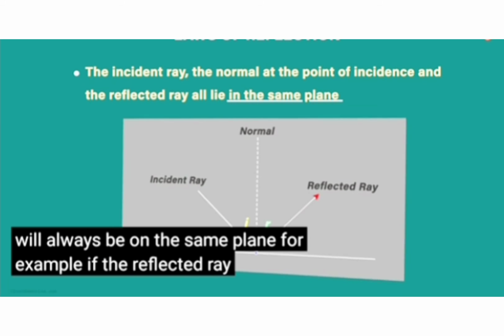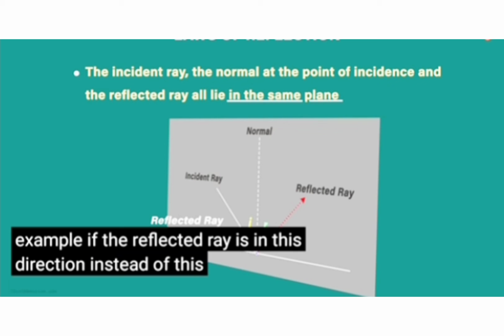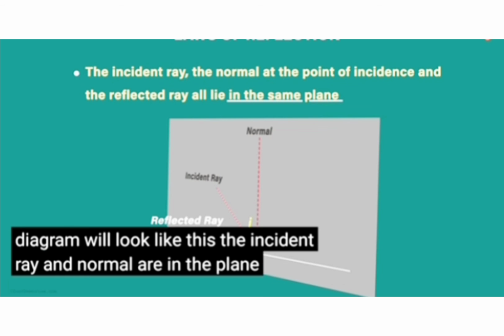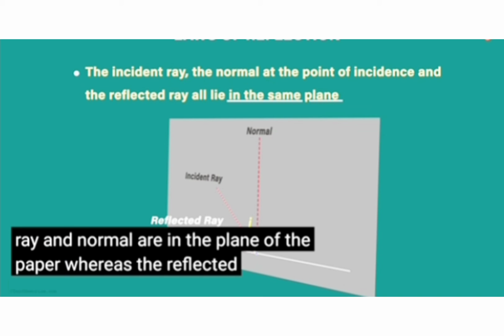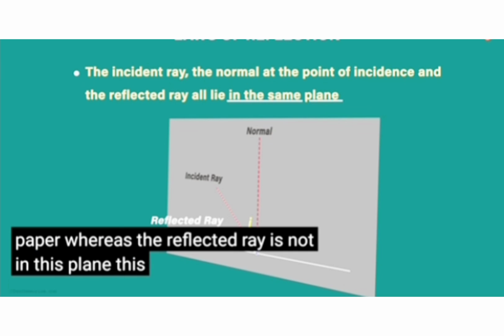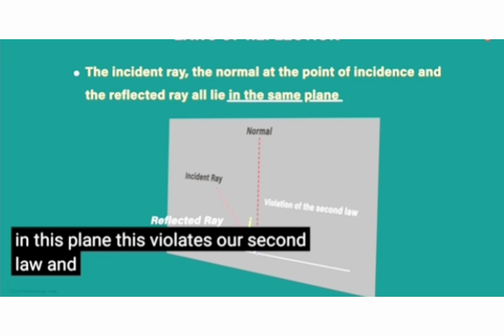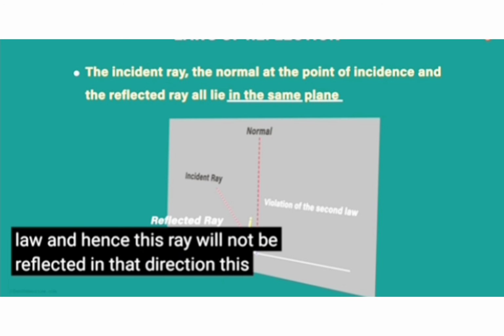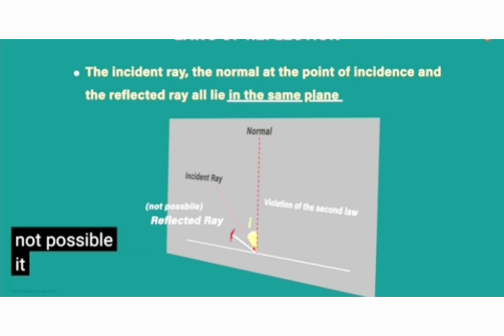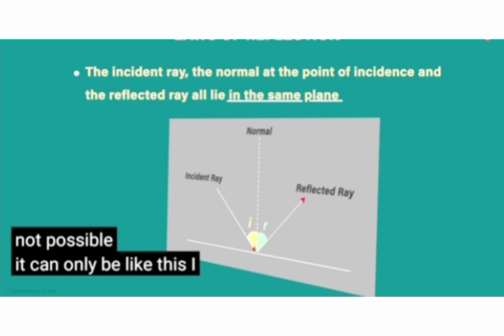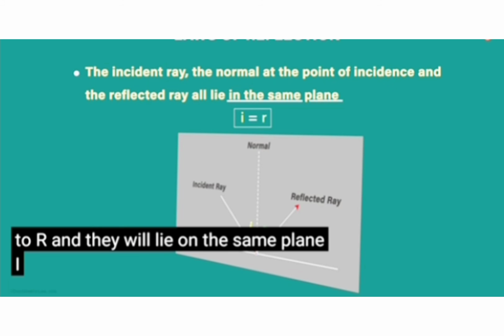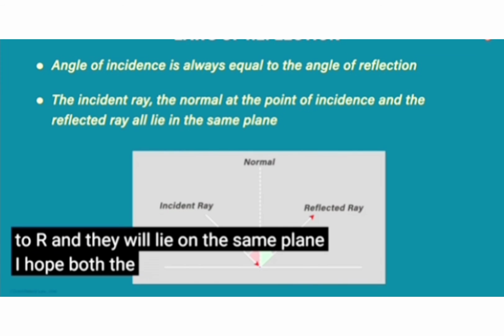For example, if the reflected ray is in this direction instead of this, then the diagram will look like this. The incident ray and normal are in the same plane of the paper, whereas the reflected ray is not in the same. This violates our second law, and hence this ray will not be reflected in that direction. This is just not possible. It can only be like this. I will be equal to R and will lie on the same plane.